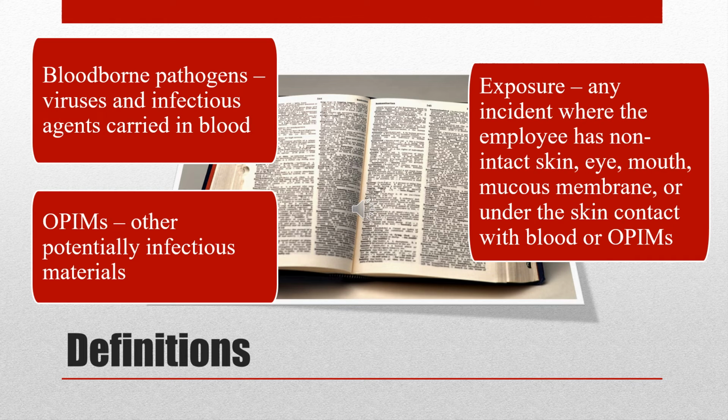Bloodborne pathogens, viruses and infectious agents which are carried in human blood and other potential infectious materials, are considered bloodborne pathogens. The ones most often mentioned are hepatitis B virus, hepatitis C virus, human immunodeficiency virus, HIV, and other resistant viruses such as MRSA. Other potential infectious materials: bloodborne pathogens can also be contained in other bodily fluids. These include semen, vaginal secretions, saliva, amniotic fluid, and other bodily fluid or matter which may contain blood.